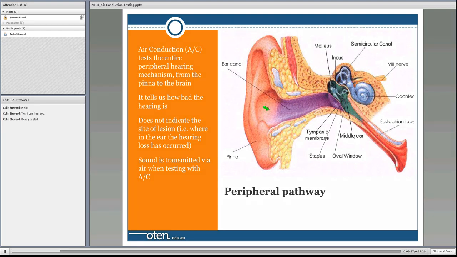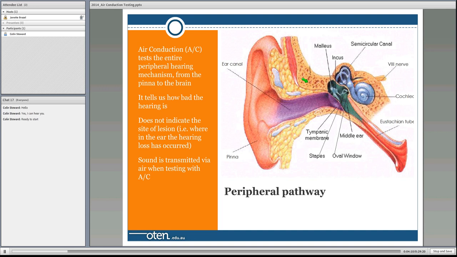Sometimes from the shape of the air conduction results, we will get some sort of indication, but that's not definitive, and we need to put air conduction with bone conduction results to actually tell us where the site of lesion is in the ear. But Monica's going to talk about bone conduction next week. So just for air conduction, all we will know at the end of it is how bad the hearing loss is in each frequency.